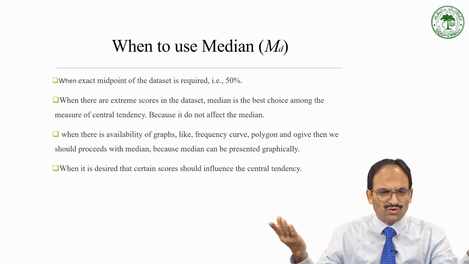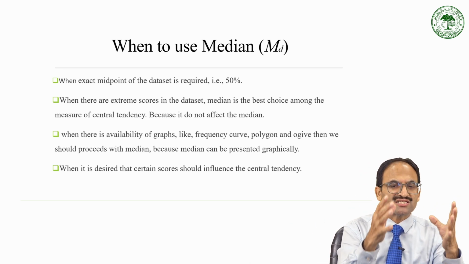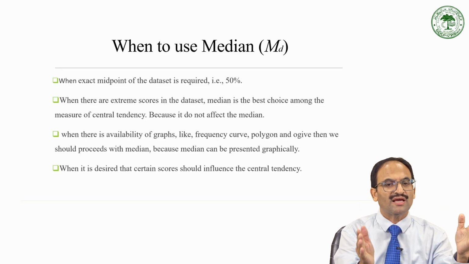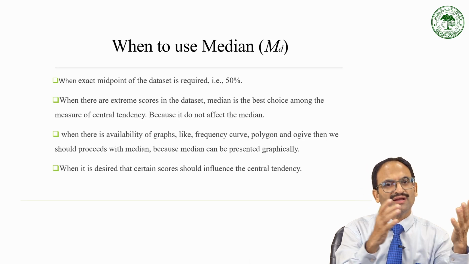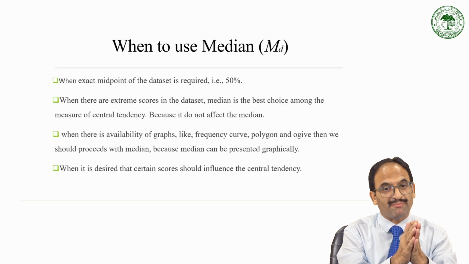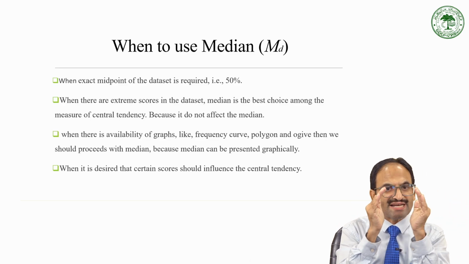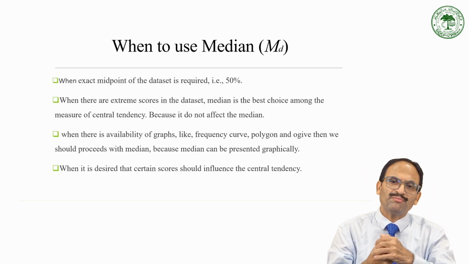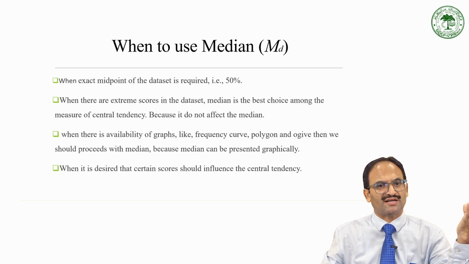And of course, as I discussed in the case of mean, mean does not provide you a true value in the case of outliers. If you have outliers in your data, it will not be advisable to calculate the mean; rather it will be better to calculate the median. So if there are extreme scores in the data set, outliers, then the median will be the best choice, the best measure of central tendency.